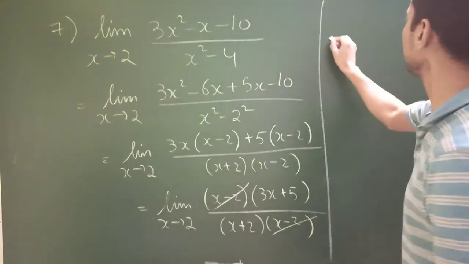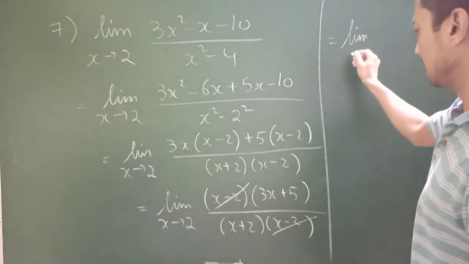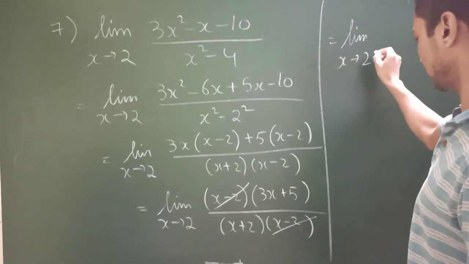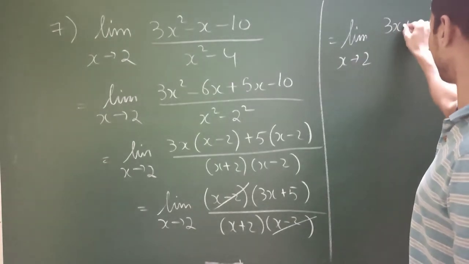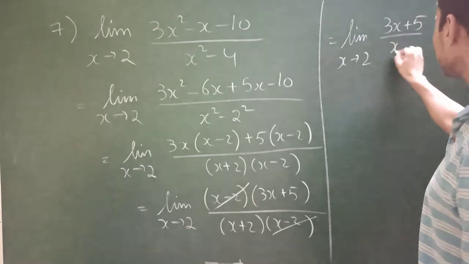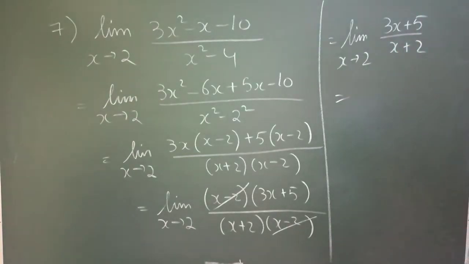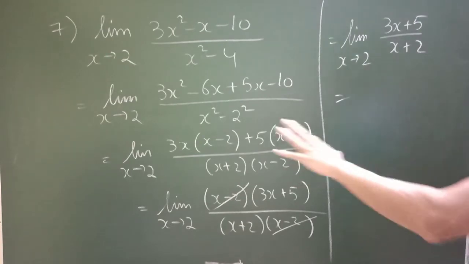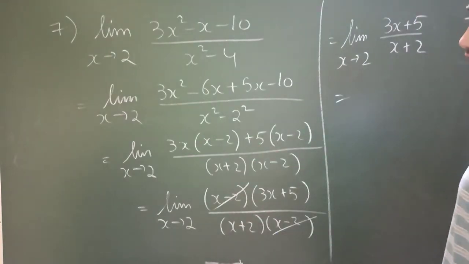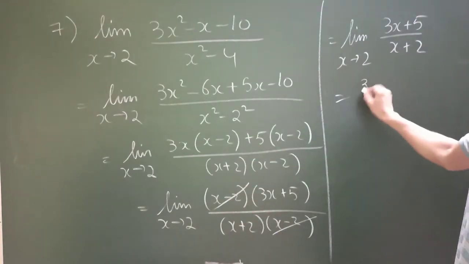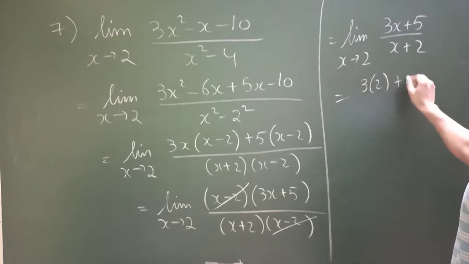So x minus 2 cancels with x minus 2. So I'll just write here, that's the limiting value, x tends to 2, we have (3x plus 5) divided by (x plus 2). So now I'm sure that I'm not going to be getting 0 by 0, so I'll substitute in the value of the limit. I can easily get the solution. So that's 3 into 2 plus 5.